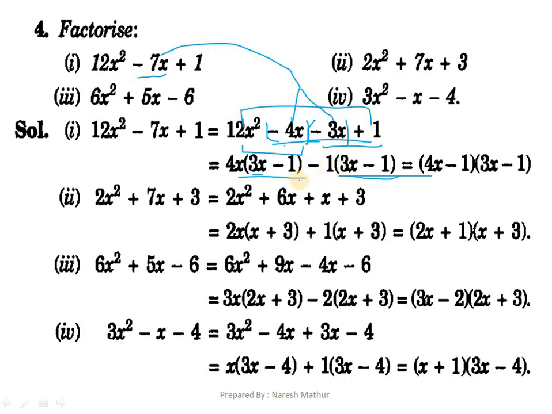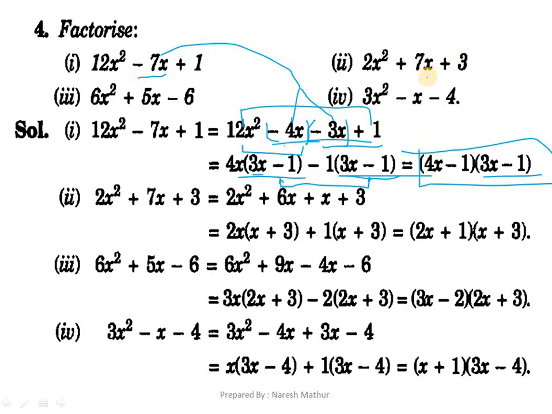Now just remember this thing. These two factors must be the same. If we are getting 3x minus 1 here, we should also get 3x minus 1 here. Now just write 3x minus 1, it is coming common, and write 4x from here and minus 1 from here. So 4x minus 1 and 3x minus 1 are the factors of the given quadratic polynomial. Easy. Now see the next one.